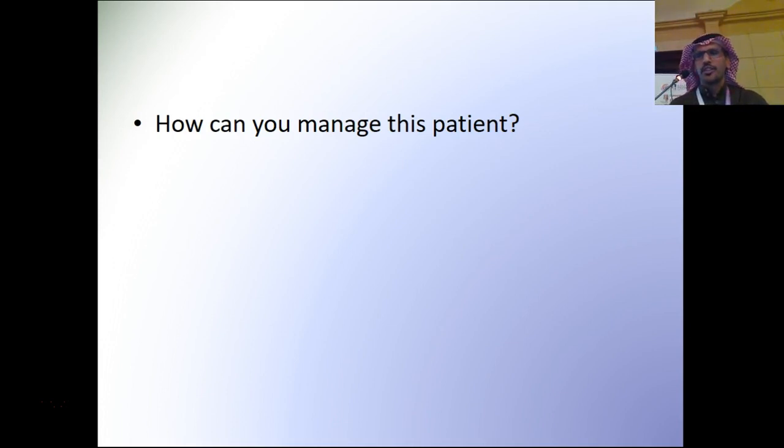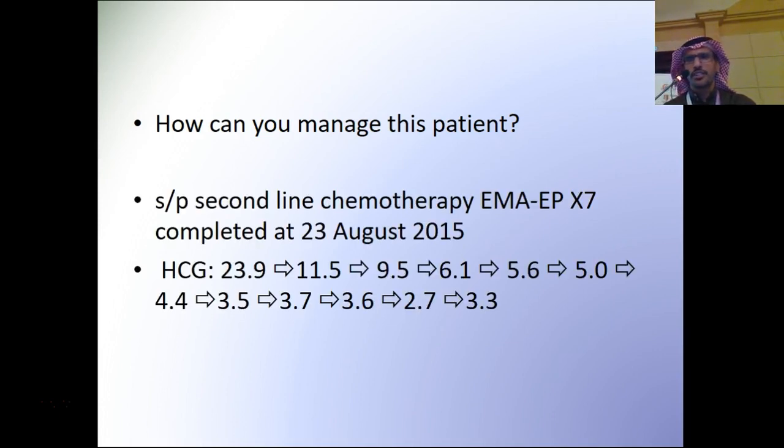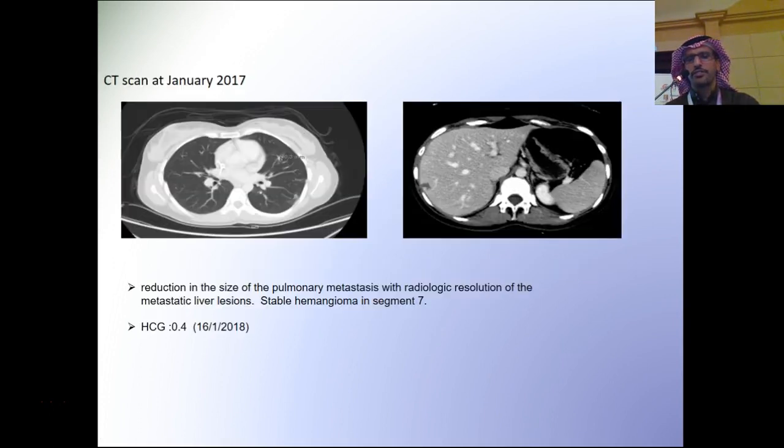Because there is a new liver metastasis, still there is lung metastasis, and beta HCG became plateau at 60, she was treated with second-line combination chemotherapy. There is no brain metastasis. So we gave her EMA-EP, 7 cycles, completed on 23 August 2015. And you can see the beta HCG dropping down until it became below 5 and then achieved complete remission. So she finished in August 2015.